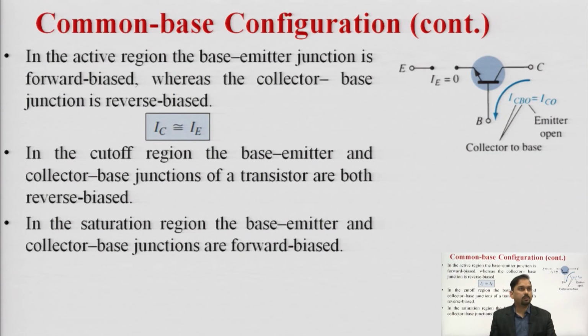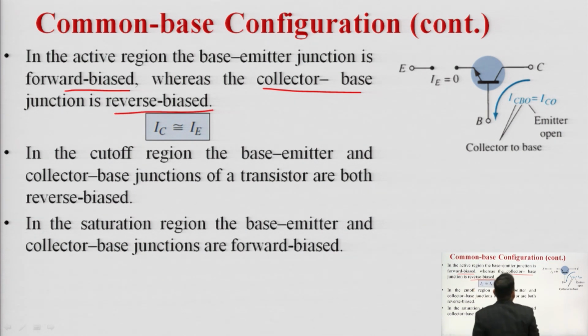So we will see here. In the active region, we can say that the emitter base junction is forward bias, whereas the collector base junction is reverse bias. If this happens, then the base current is negligible, or we can say that the collector current is nearly equal to IE, IC is nearly equal to IE.